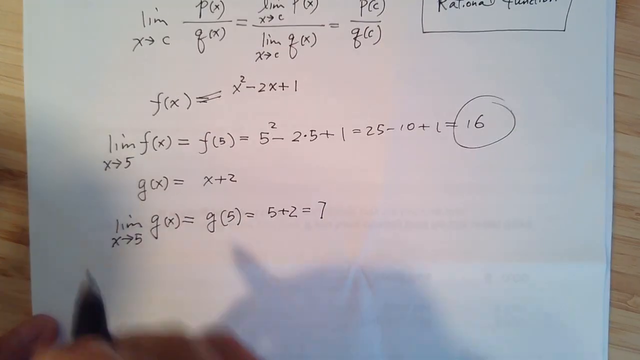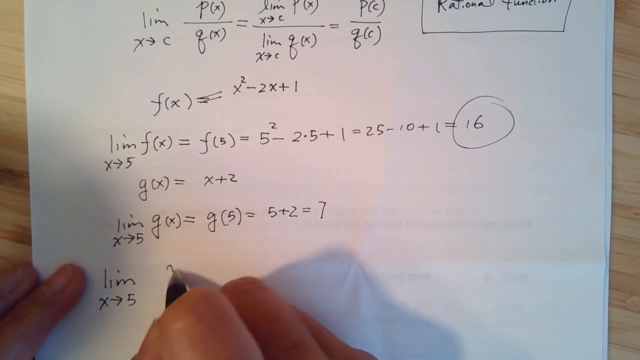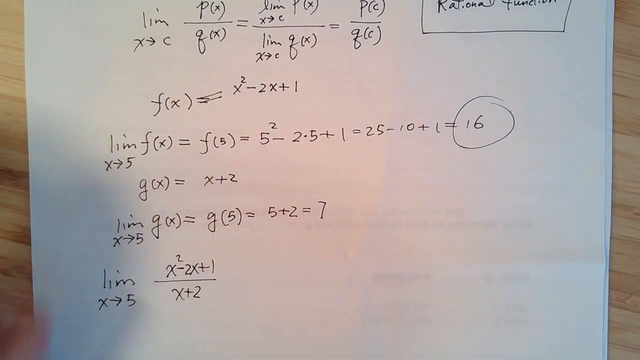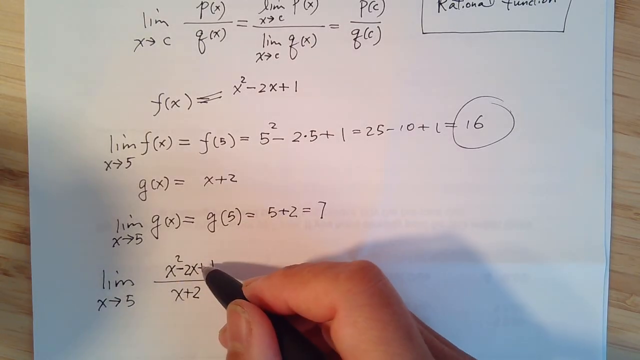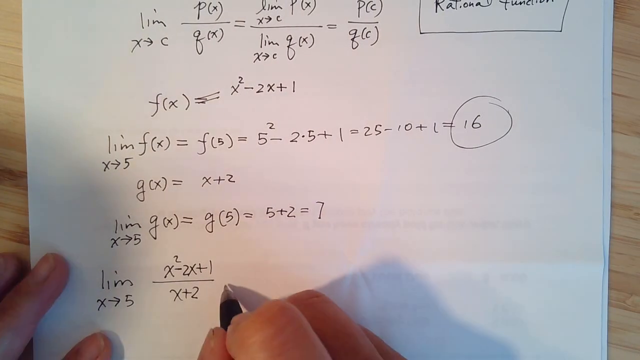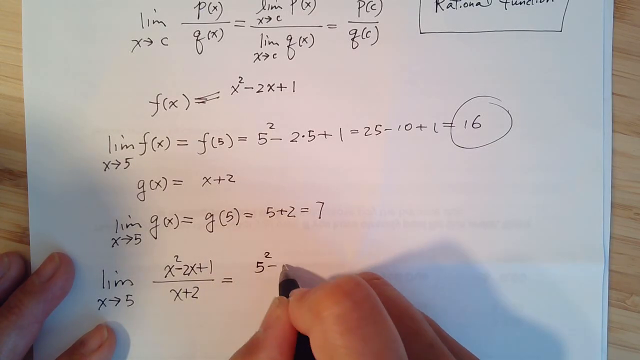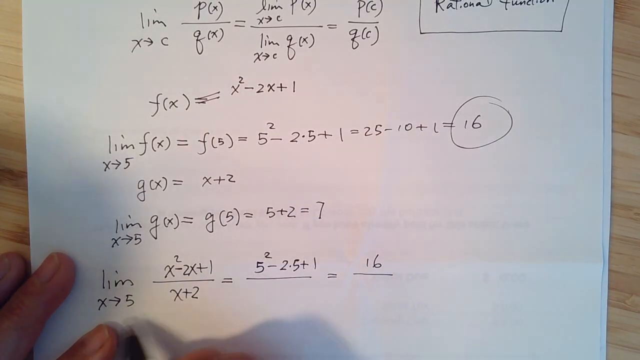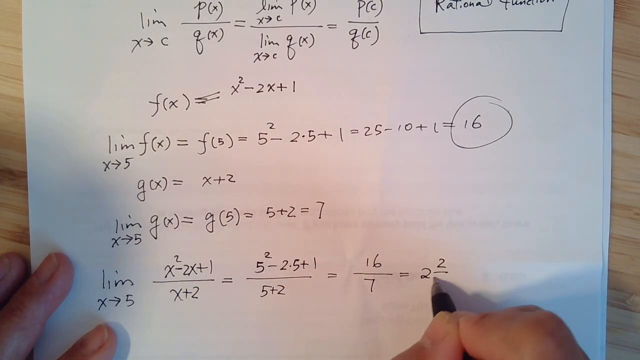Now, I give you a rational function. As x approaches 5, I give you this: x squared minus 2x plus 1 over x plus 2. It looks complicated, but it's not really, because that's a rational function, and both the numerator and the denominator are polynomials. So we just substitute. I substitute x approaching 5 into the top, so I get 5 squared minus 2 times 5 plus 1, and I know that's 16. The denominator is 5 plus 2, which is 7. So the answer will be 2 and 2/7.